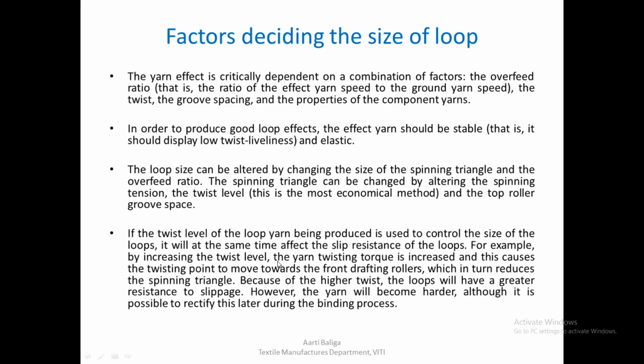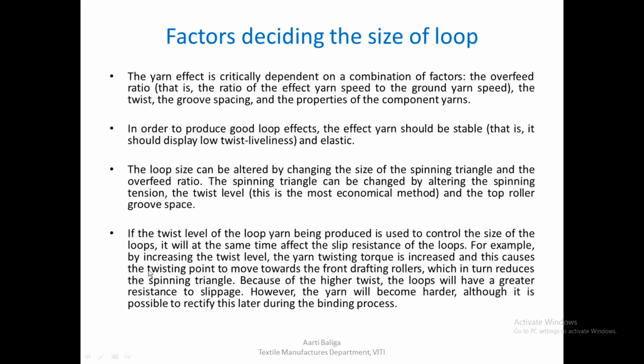Since we say that this is the most economical method, if we are going to use it to control the spinning triangle, then we should know how it is being controlled and what the effect is on the final yarn. So if the twist level of the loop yarn being produced is used to control the size of the loop, it will at the same time affect the slip resistance of the loops. We should understand that if we change the twist level, it will also change the slip resistance of the loops.